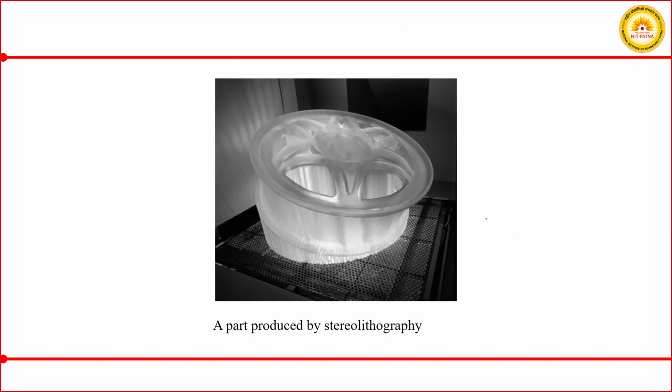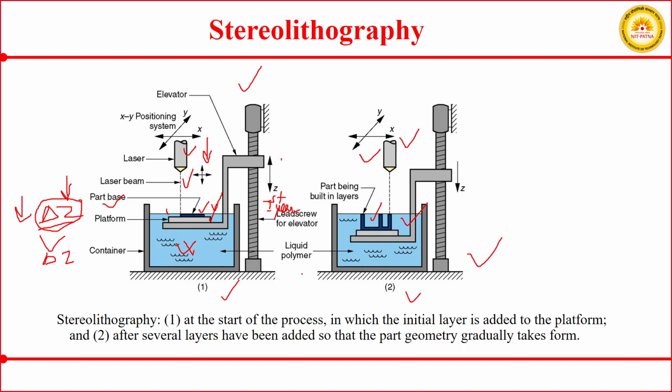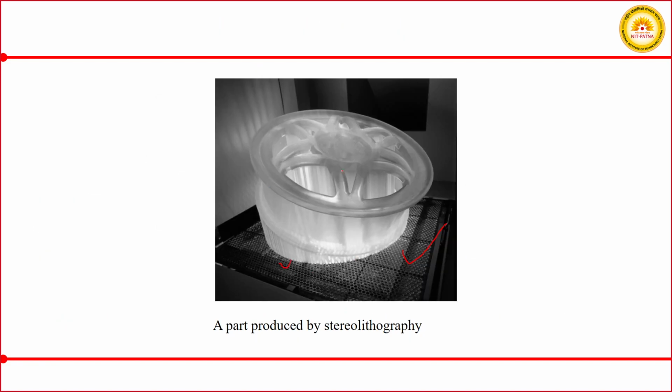So this kind of product you finally get from the stereolithography technique. This kind of component is produced. This is the component that has been printed on the platform of the machine. This is the platform on which the component has been printed from the liquid polymer by layer-by-layer solidification of the liquid polymer. So these kinds of products you can get from stereolithography.